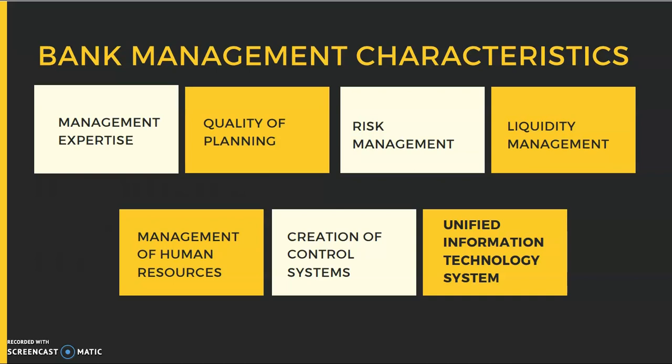And the sixth one is creation of control systems, which is audits and internal auditing, monitoring of profitability and risk liquidity. And the last one is a unified information technology system, which is integrated workflow, accounting, current analysis, and control strategic planning. All the above conditions show themselves during the implementation of bank management and its components.